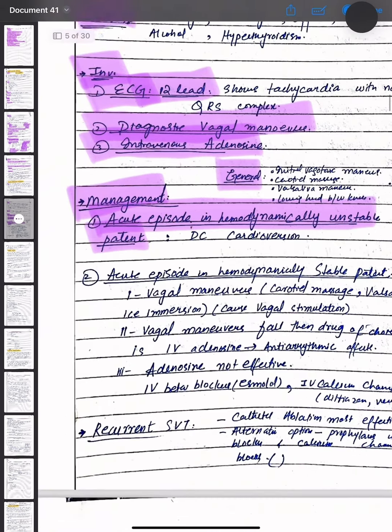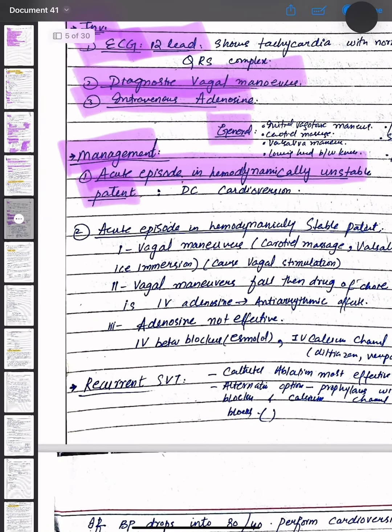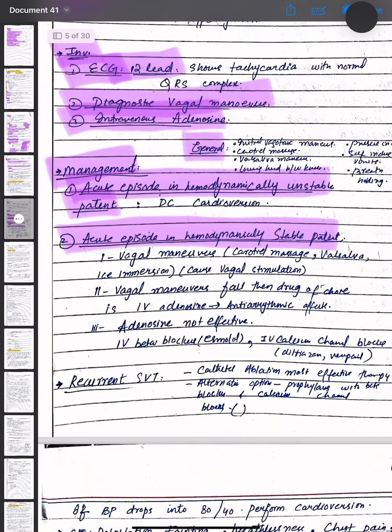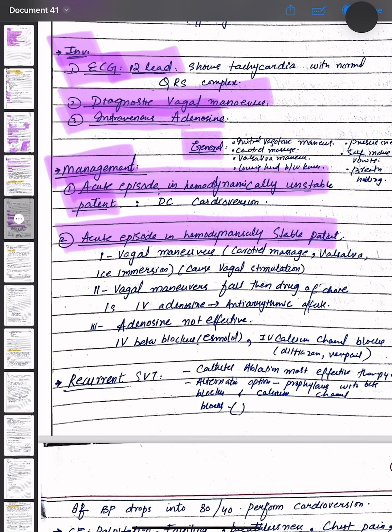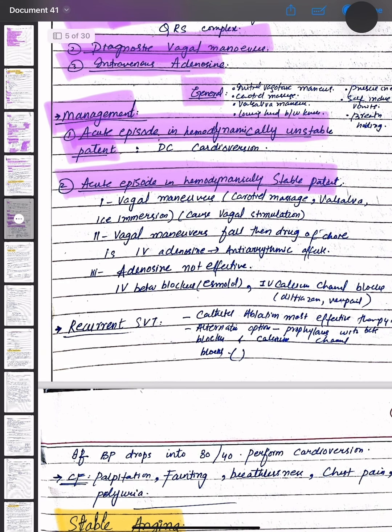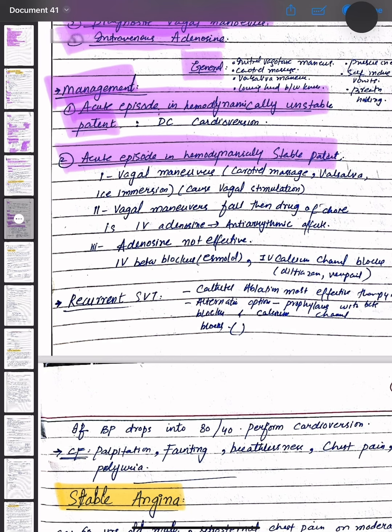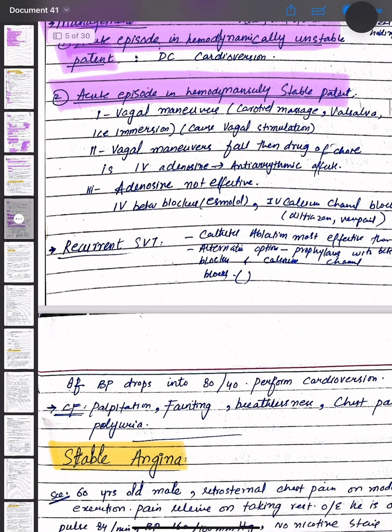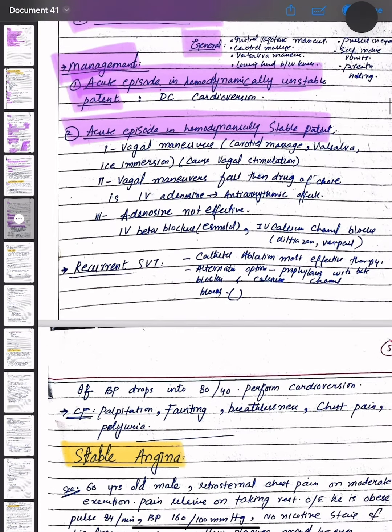Okay, then acute episode for hemodynamically unstable patient, cardioversion is done. Acute episode in hemodynamically stable patient, vagal maneuver is done, that is carotid massage and Valsalva maneuver, which cause vagal stimulation. Then the drug of choice is intravenous adenosine. If vagal maneuvers don't work, then we will give the drug adenosine, which has antiarrhythmic effects. Then if adenosine is not effective, then intravenous beta blockers are given, and intravenous calcium channel blockers, that is diltiazem and verapamil.